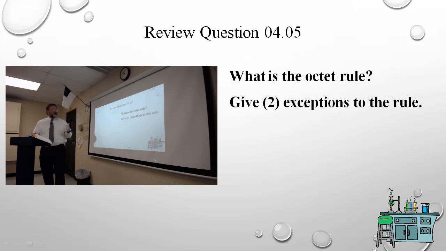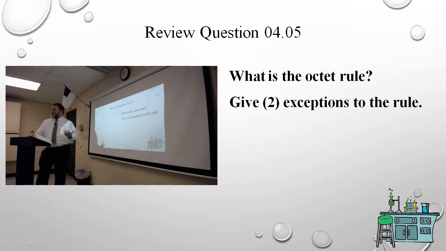Number 5. What is the octet rule, and give 2 exceptions? Most atoms strive to attain 8 valence electrons, and the exceptions are hydrogen, lithium, beryllium. Right. Hydrogen, helium, lithium, and beryllium are actually the 4 exceptions. The way they say it in the book is all atoms strive to have 8. The way I want you to remember it is virtually all, or most all. Because if you just remember all atoms, you will get it wrong. You have to remember the exceptions. So just memorize it as virtually all atoms seek to have 8 valence electrons. The exceptions are hydrogen, helium, lithium, beryllium.